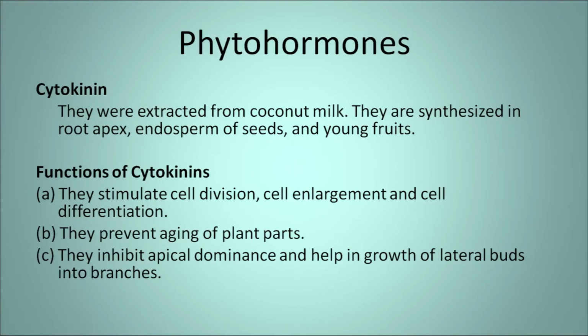Now, as the name indicates, cytokinin is a hormone that helps in cytokinesis, that is cell division, and it is extracted from coconut milk, and it is also present in many other parts of the plant. Cytokinin stimulates cell division, cell enlargement, and cell differentiation. It also prevents aging of the plant parts, and it also inhibits apical dominance and promotes the lateral bud growth into the branches. Now, cytokinins play a role in delaying senescence.